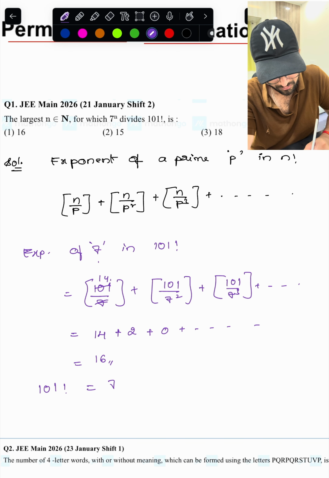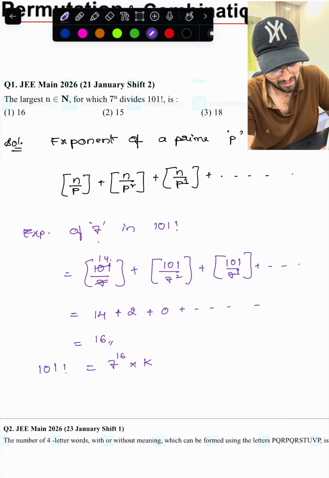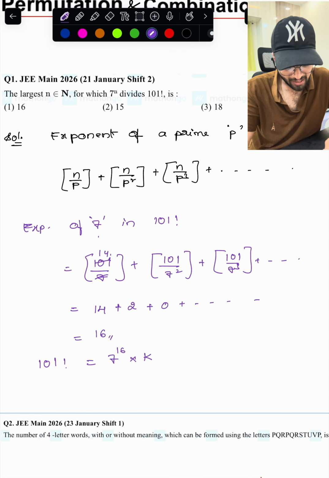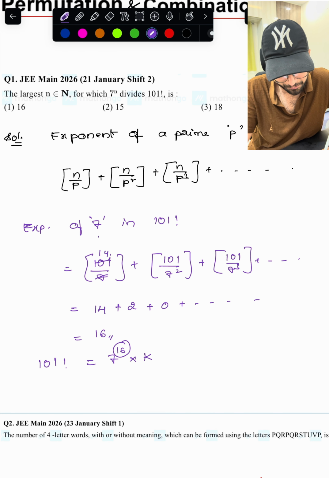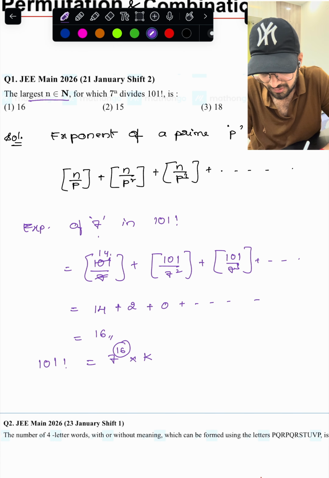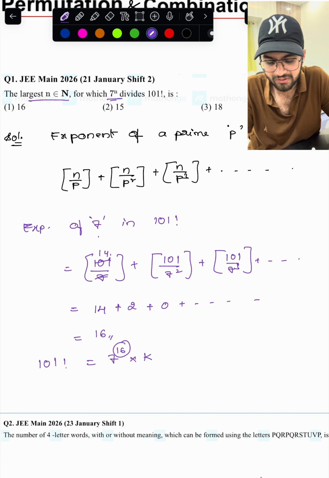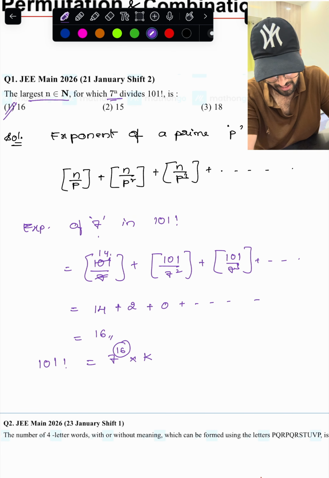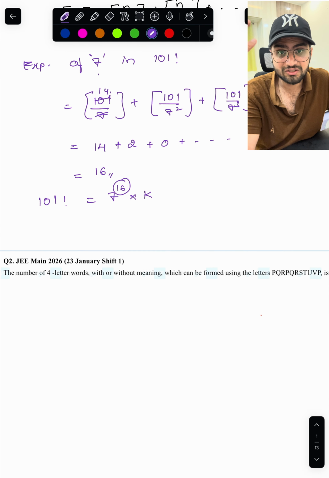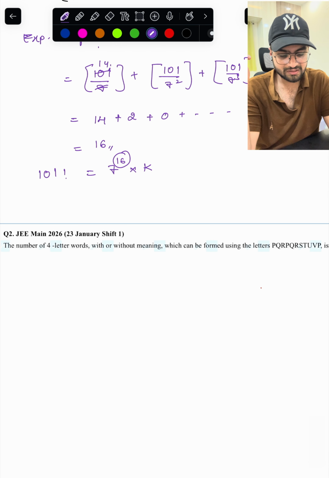So 101 factorial can be written as 7 power 16 into some k, where k is an integer. So the maximum power of 7 is 16 here, and that's what they are asking for. So the largest n belonging to natural numbers for which 7 power n divides 101 factorial has to be 16. It's a pretty easy question. So let's go for the second question.